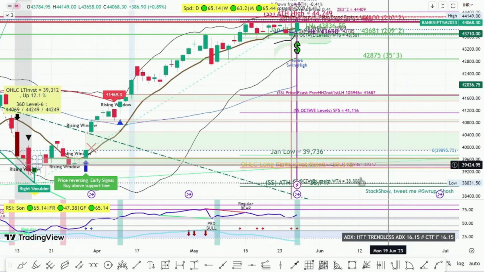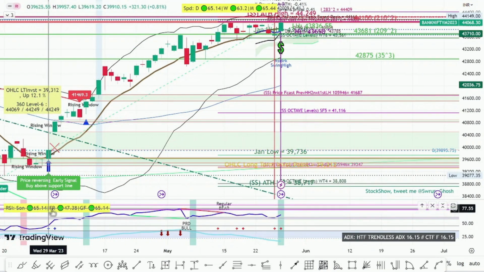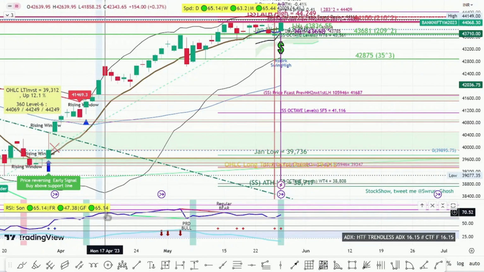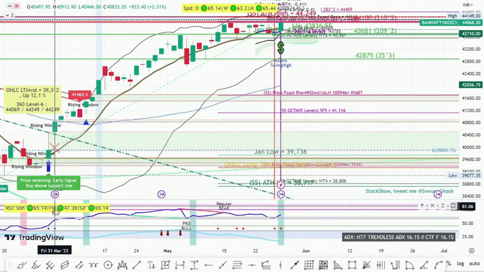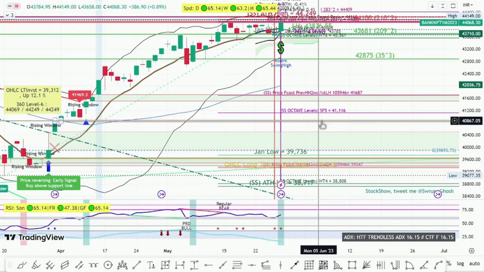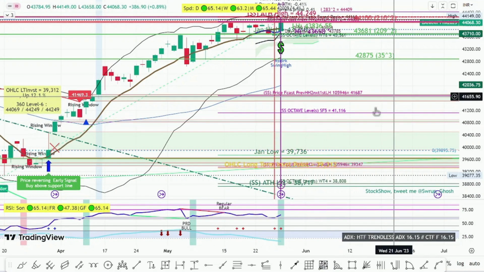And this is the RSI setup, where you can see how it behaves in different time frames, where green is rising and red is falling. So this is the setup.